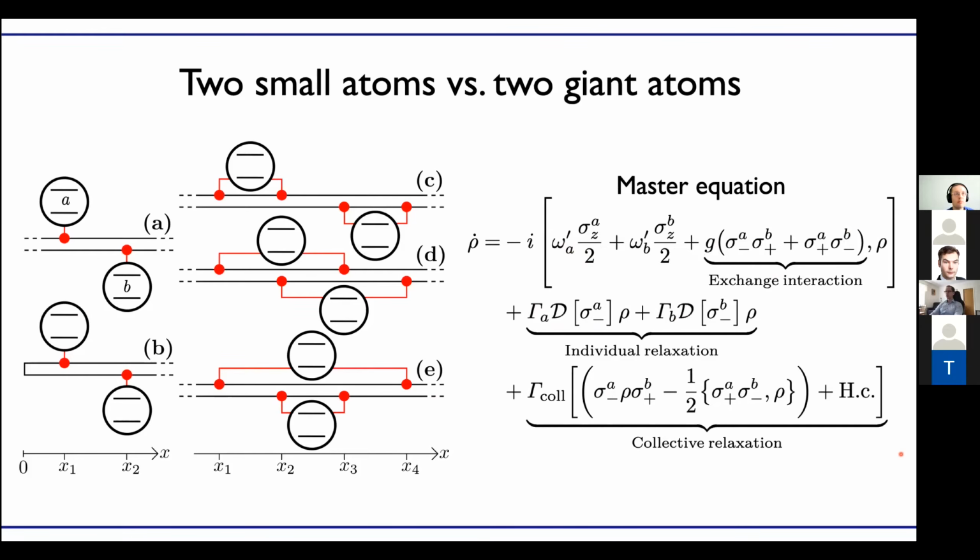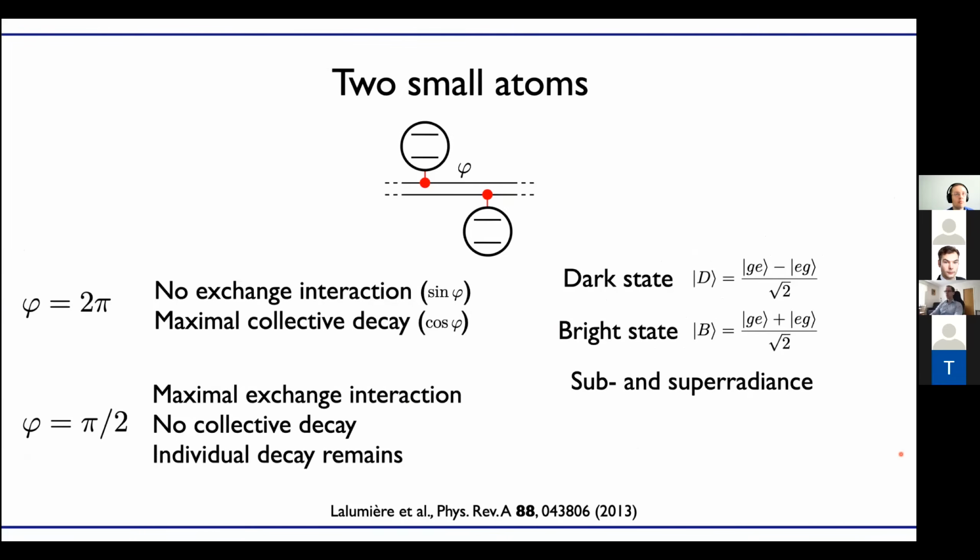So to understand what's going on here, let's just remind ourselves what we can do with two small atoms first. With two small atoms, even though the atoms themselves are small compared to the wavelength, the distance between the two atoms can be on the order of wavelengths. So you can have a wavelength difference here, or correspondingly a phase that you acquire traveling from one to the next, that can be 2 pi or more.